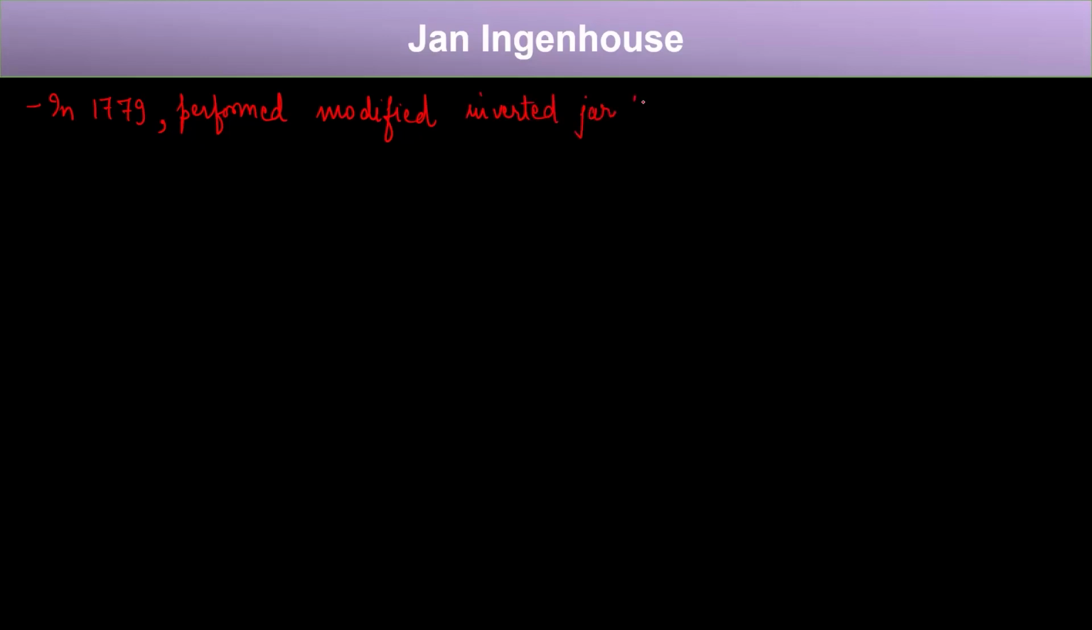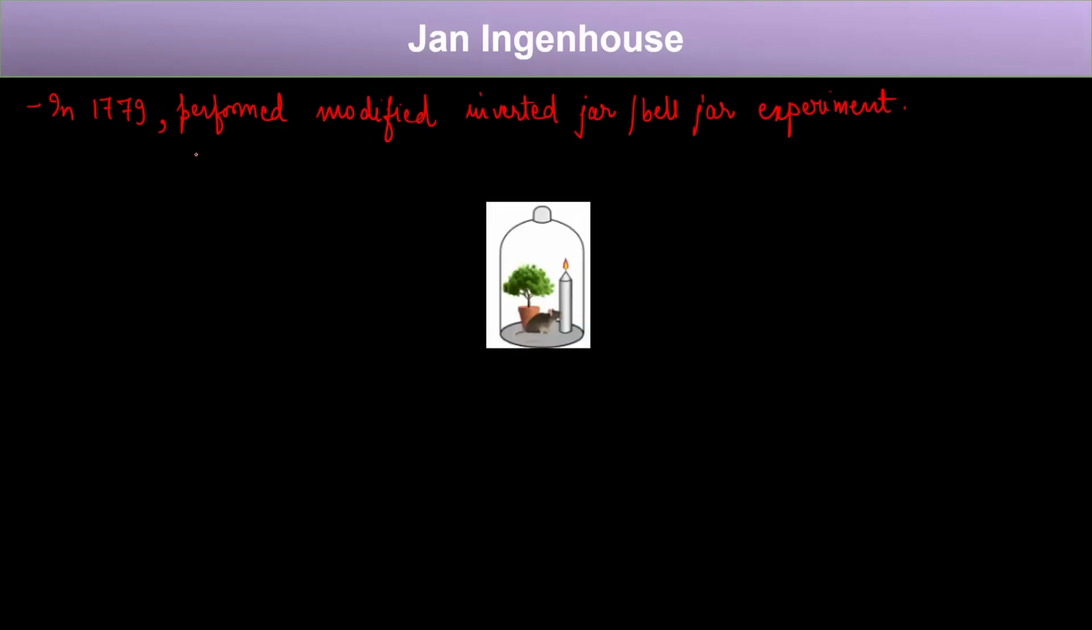Inverted jar, or you can also say bell jar. This is the bell jar experiment. So he performed this experiment, but with a certain modification. So what was the modification? He performed this experiment at two time points. The first experiment was in the daytime.